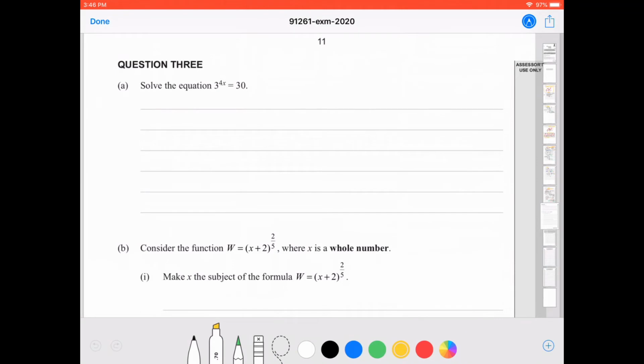So question 3a, we've been asked to solve the equation 3 to the power of 4x equals 30. So we've got 3 to the power of 4x equals 30. And here we are going to take log of both sides. So we can say log 3 to the power of 4x equals log 30.